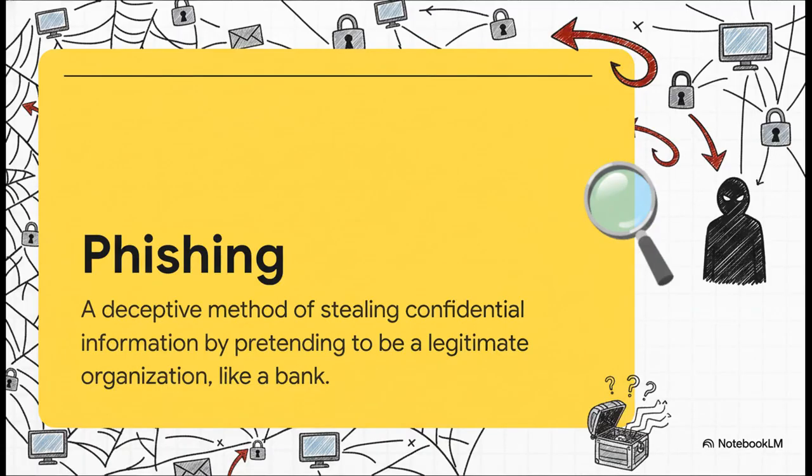But, of course, this giant web of connectivity has a darker side. When you have so much communication happening online, it creates opportunities for threats like phishing. This is where a scammer pretends to be your bank or some other company you trust, trying to trick you into giving up confidential info. They're basically exploiting the very trust that makes these networks so useful in the first place.